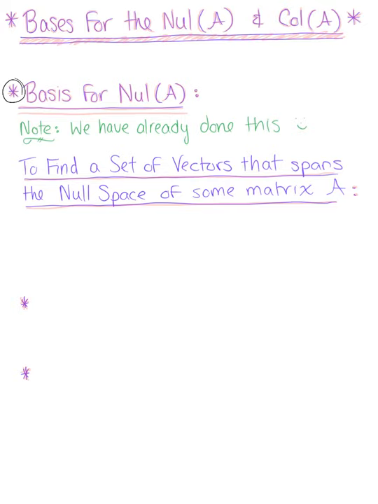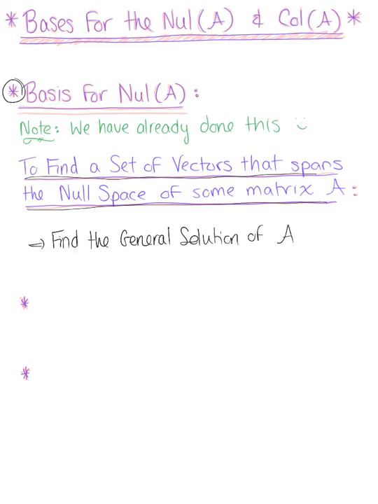So to find a set of vectors that spans the null space for some matrix A, we simply find the general solution of the homogeneous equation. So we find the general solution of matrix A multiplied by vector x equals the 0 vector.